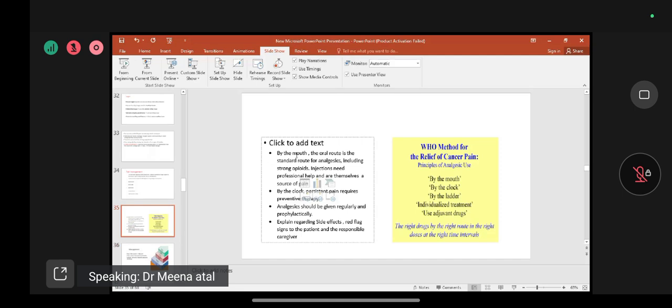By the mouth: the oral route is the standard route for analgesics, including strong opioids. Injections need professional help and are themselves a source of pain. By the clock: if pain is persistent, it may require repeat doses of the analgesic. Analgesics should be given regularly and prophylactically. Explain the side effects and red flag signs to the patient and the responsible caregiver.